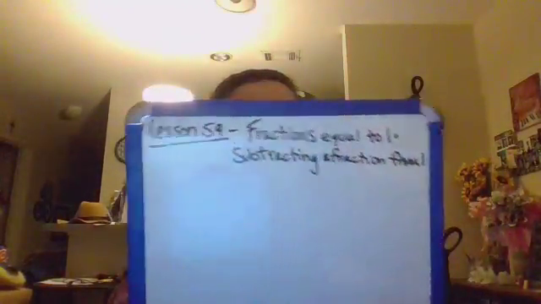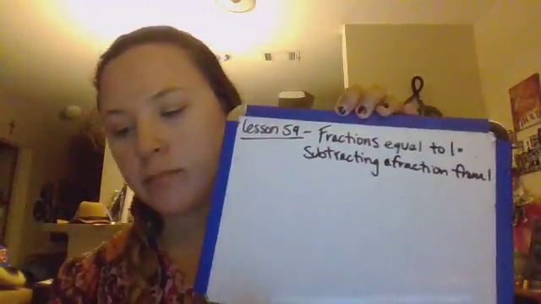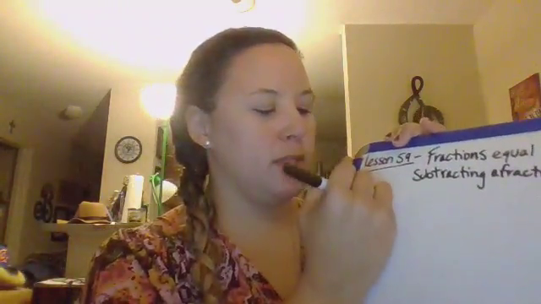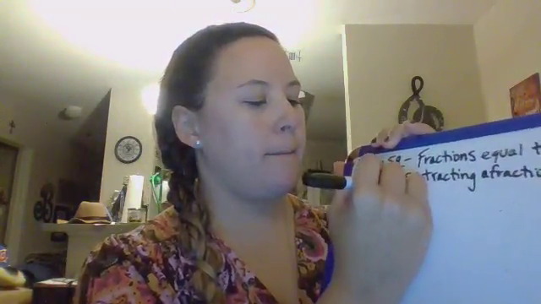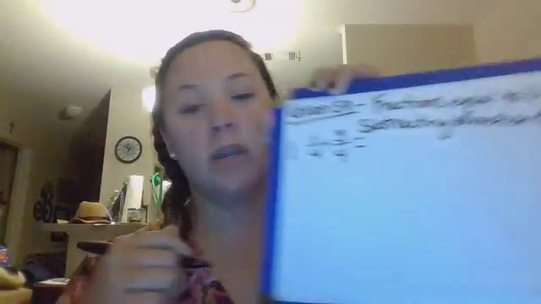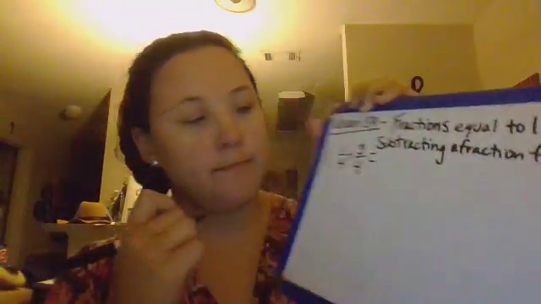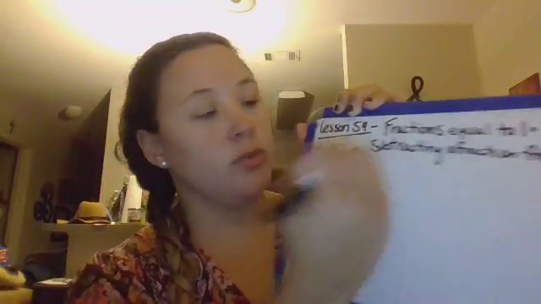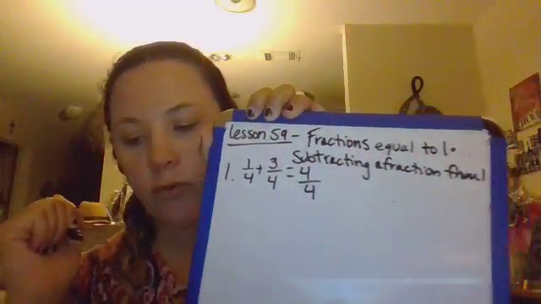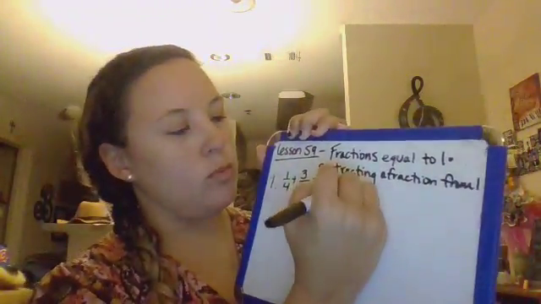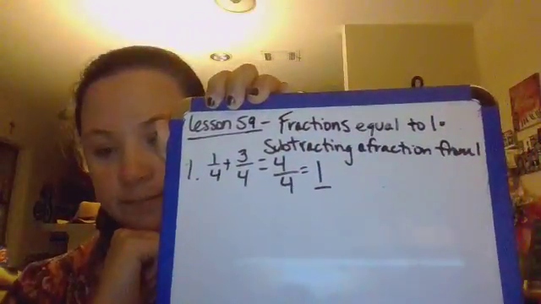This is lesson 59, and it is fractions equal to 1 or subtracting a fraction from 1. All right, so our first problem is going to be 1/4 plus 3/4. And with addition, we just add across the top. So 1 plus 3 is 4. We bring our denominator over, and it's 4/4, which actually equals 1. So 1 should be your final answer.